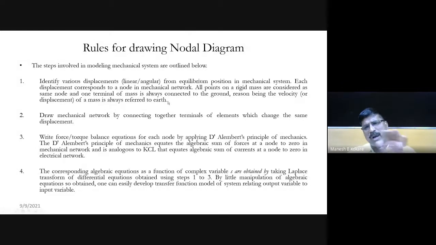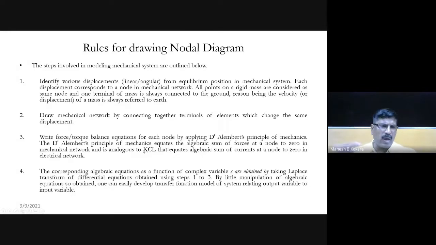Second, you have connected all the components according to the given situation, and after that you have written either the force equilibrium equation for a translational mechanical system or the torque equilibrium equation for a rotational mechanical system, using total incoming force must be equal to total outgoing force. That is nothing but D'Alembert's principle of mechanics, which equates the algebraic sum of the forces at a node to be 0. So that you have to write.